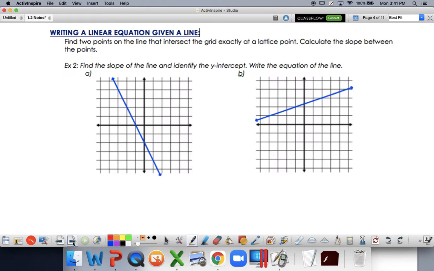So this is kind of the first way to write a linear equation when you're given the information that you want. Our next example is, well, what happens if I'm given a picture, if I'm given a graph of the line? Well, I need two things. I need to find out my slope, and I need to find my y-intercept.